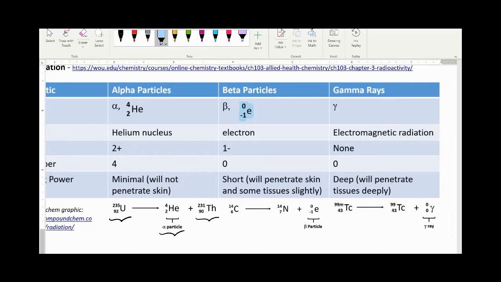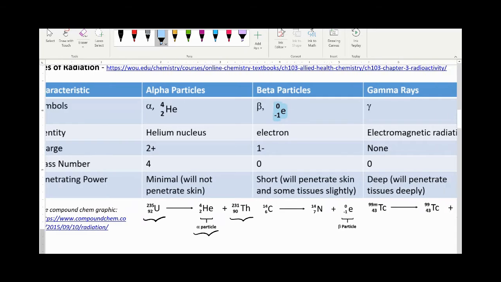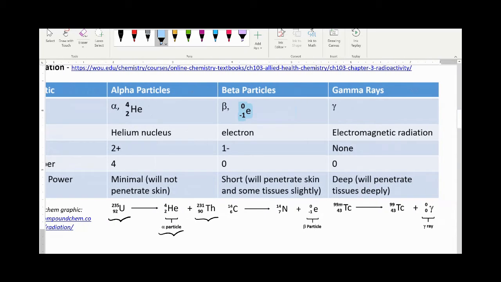And then finally, gamma rays, that's a form of electromagnetic radiation, a form that's very high energy, way on the high energy end of the spectrum. It doesn't have a charge, it doesn't have mass, and so its symbol is just the little Greek gamma there. And its penetrating power is very deep.